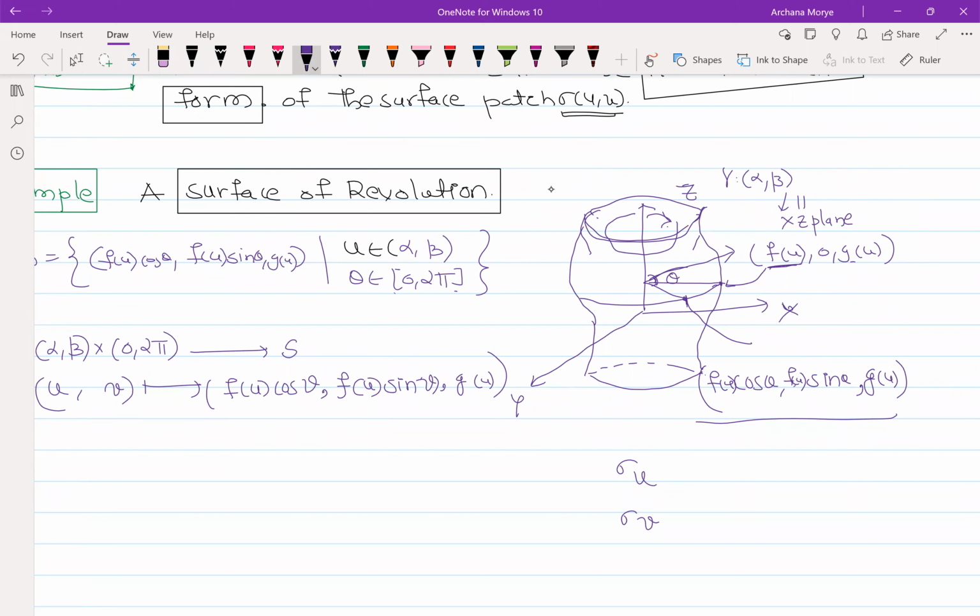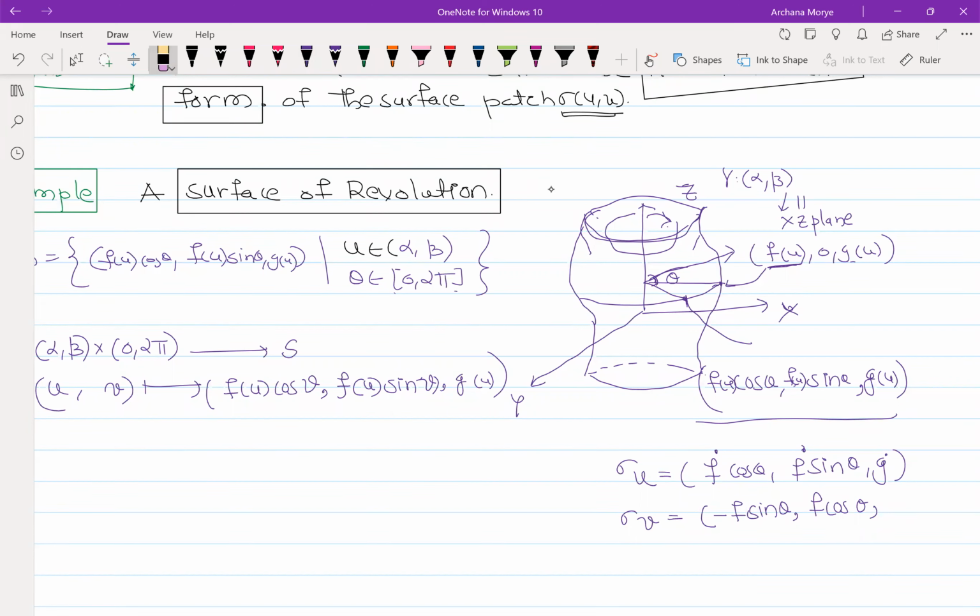Can you just tell me what sigma u will be? It only depends on the curve, right? So let us write it as f dot times cos theta, then f dot times sin theta, comma g dot. This will be my sigma u. And what will sigma v be? Minus f times sin theta, then f times cos theta. Okay, you are saying v, no? That is correct.